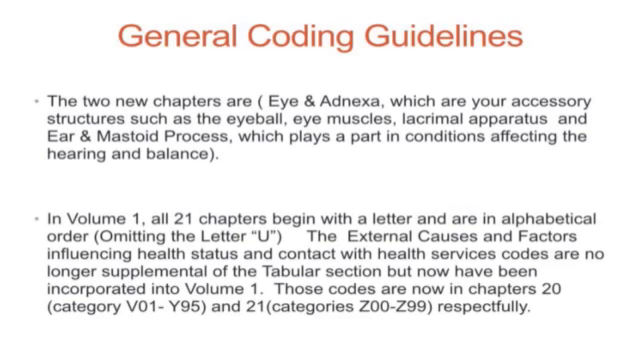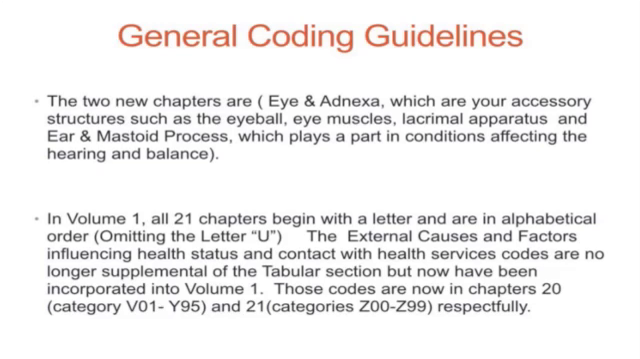General coding guidelines. The two new chapters are eye and adnexa, which are your accessory structures such as the eyeball, eye muscles, lacrimal apparatus, and ear and mastoid process, which plays a part in conditions affecting the hearing and balance. In Volume 1, all 21 chapters begin with a letter and are in alphabetical order, omitting the letter U.